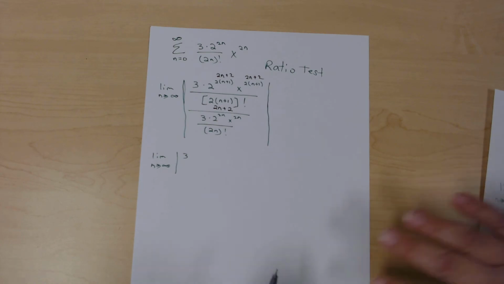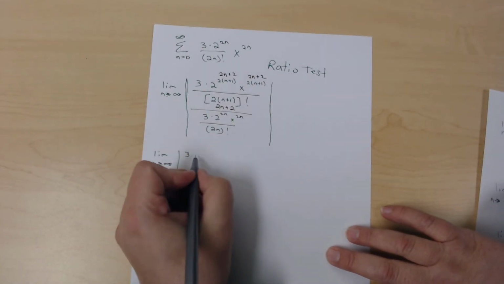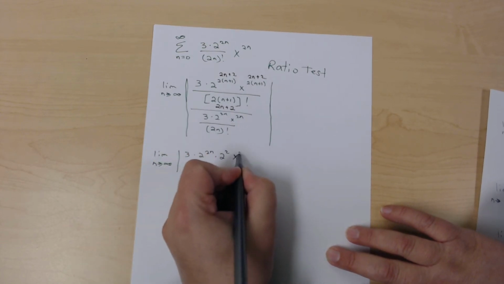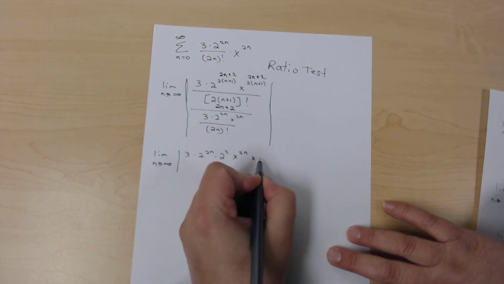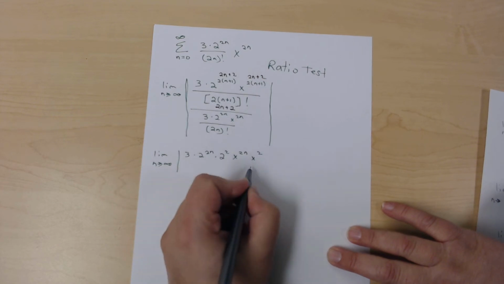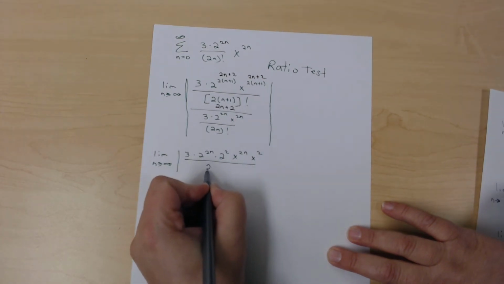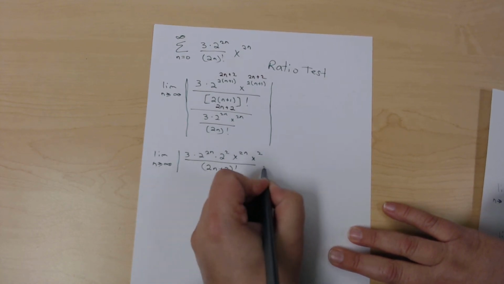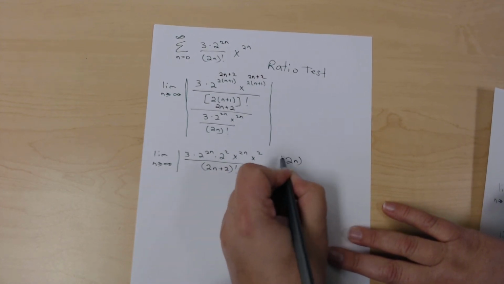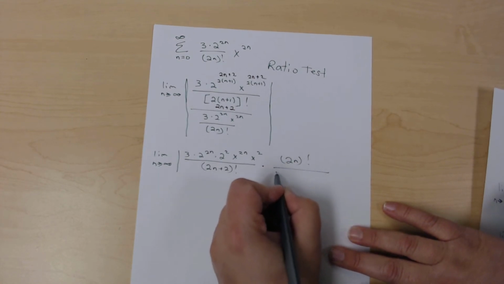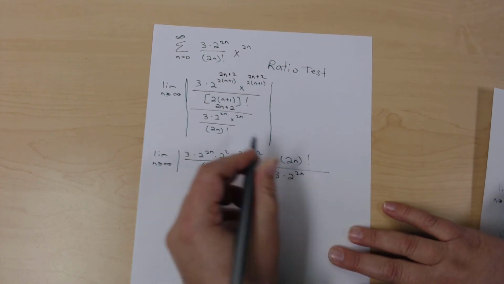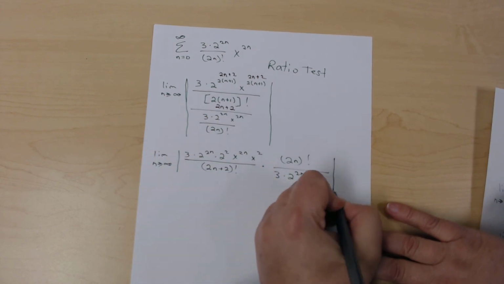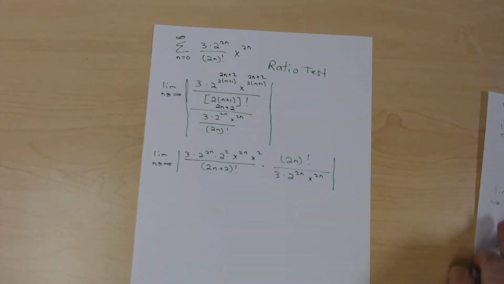Okay, and then we're going to split it up. So it'll be 2 to the 2n and then 2 squared, x to the 2n and then x squared, right? All over 2n plus 2 factorial, and then times the reciprocal. Okay, 3 times 2 to the 2n. I'm just taking the reciprocal of this guy, x to the 2n. Okay, so it goes long, then it goes wide, and then we cancel.